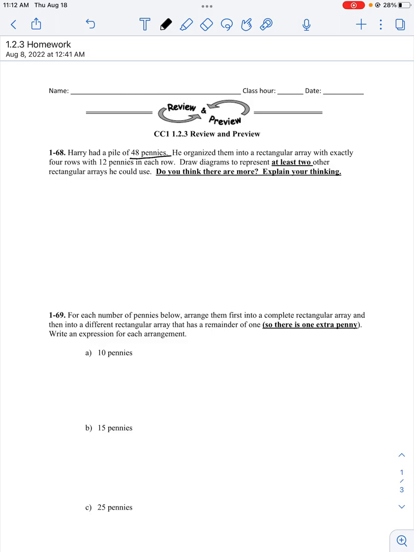So he organized them into a rectangular array with 4 rows of 12, which we could think of as 4 times 12, which is 48. Are there any other combinations that get us to 48 when we're multiplying? I know it's an even number, so 2 goes into it. So 2 goes into 4 2 times, and 8 4 times. So 2 times 24 is 48.